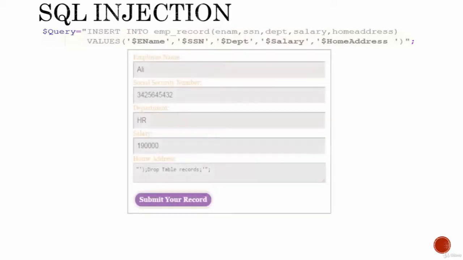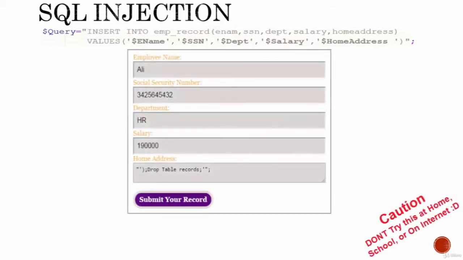Suppose you have a contact form on your website or any other form like this, and you ask the user to enter data in that form. So when you get the data from the user and have this query, insert into my employee record table the following columns with the values that the user is going to enter, then instead of adding the correct data, the hacker will add something else. Like you see in the field of home address, instead of putting the actual home address, he put this string, which is drop table records.